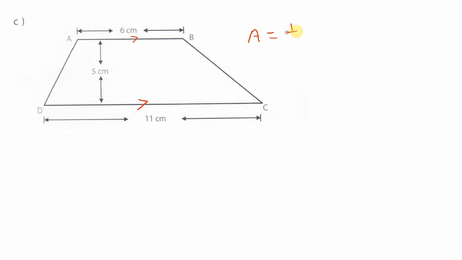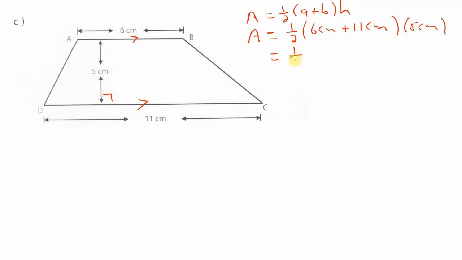So we multiply a half by the 6 centimeter and 11 centimeter that we added, and that answer we multiply by the height of 5 centimeter. So we just applied the formula. Area is half times A plus B, where A is the shorter side of the parallel sides and B is the longer side, and the H, the height, is the perpendicular height.